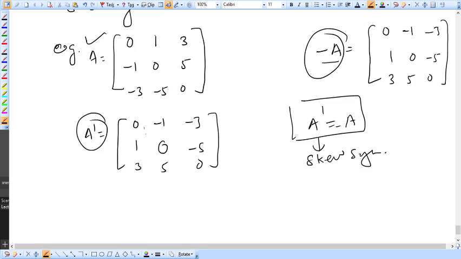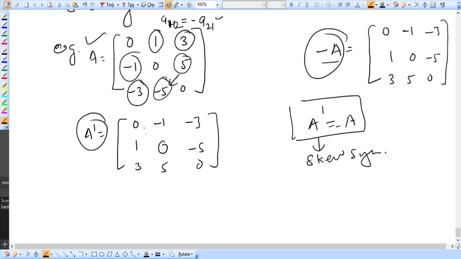Also, as I told you, in a skew symmetric matrix, see, this is A12 and this is A21. See the relation: A12 is equal to minus A21, and this also is equal to minus this. Therefore, in a skew symmetric matrix, Aij is equal to minus Aji, as I told you earlier.